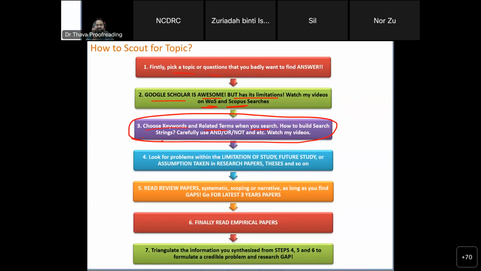You need to be very efficient when you search literature, because otherwise you're going to waste the majority of your time just searching for literature. End up you're not getting the right papers.